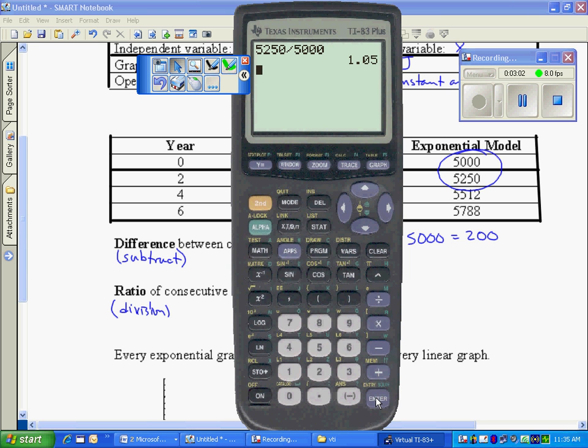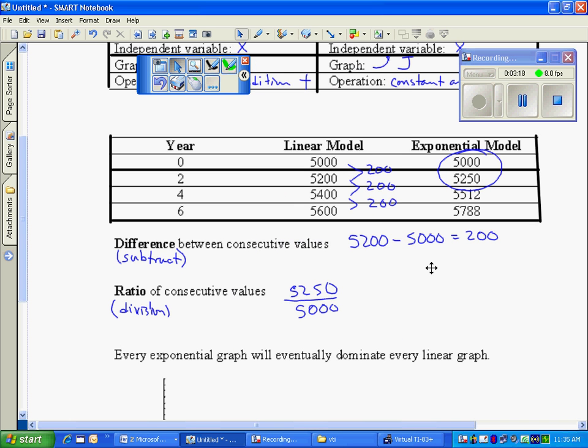Let's try the next two consecutive terms. If I take 5,512 and divide that by 5,250, notice my constant multiplier, it's rounded a little bit, but my constant multiplier here is the value 1.05.